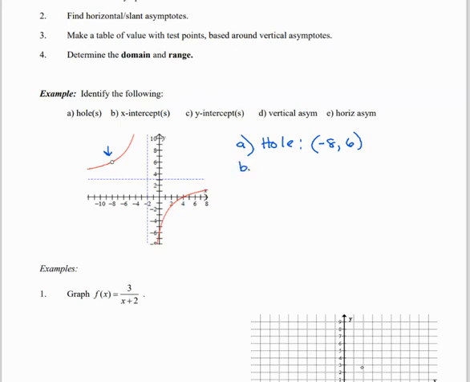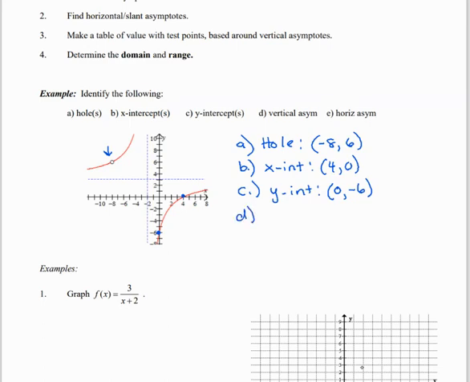Part B says find our x-intercept. Our x-intercept is where we cross our x-axis. We're just crossing once, and that is right here at the ordered pair 4, 0. Our y-intercept is where we cross the y-axis. I look at my y-axis, and I'm just crossing it once, and that is at the ordered pair 0, -6.